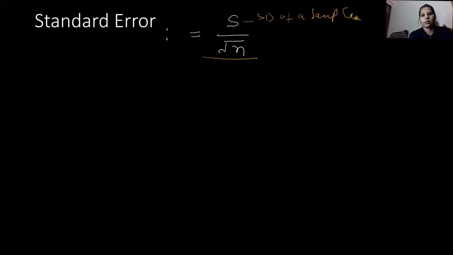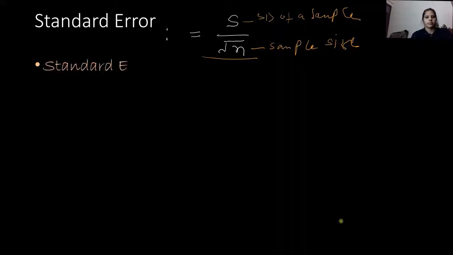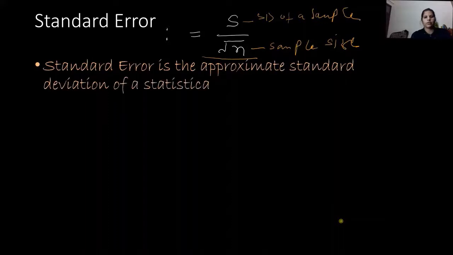Standard error. The expression to calculate standard error is s divided by root n, where s is the standard deviation of a sample, whereas n is the sample size. So standard error is the approximate standard deviation of a statistical sample.